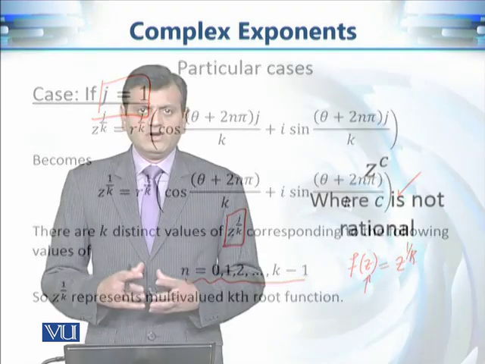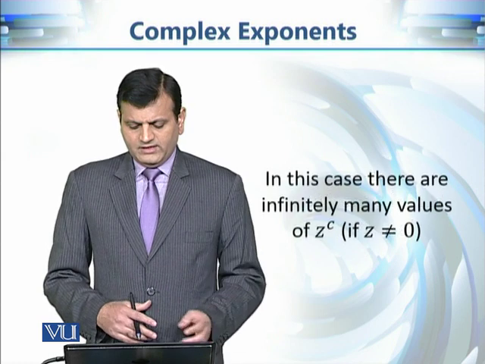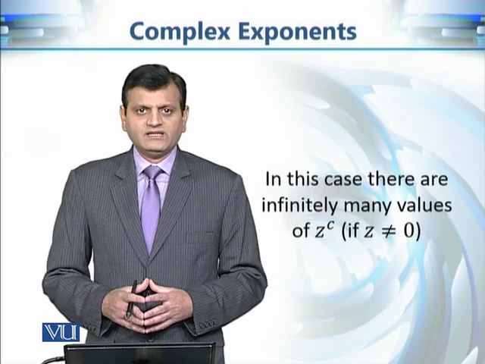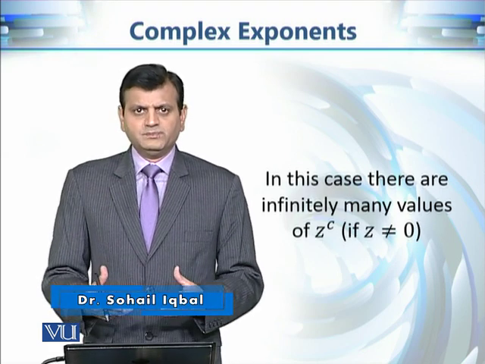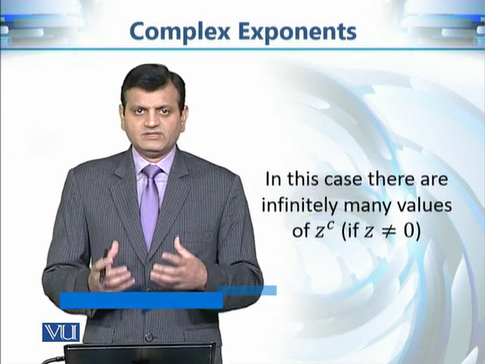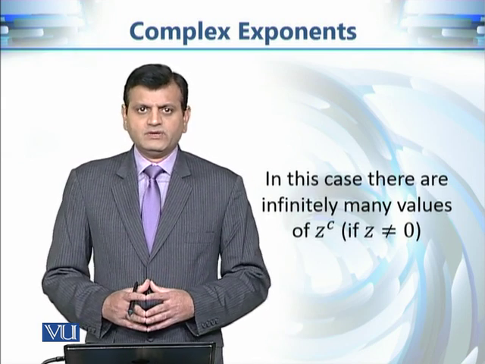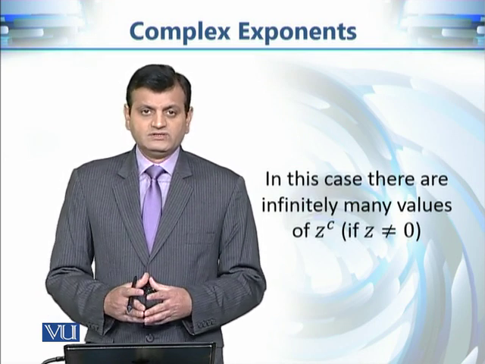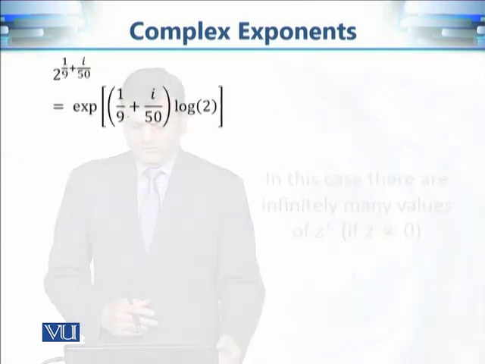Now let's try to focus on the case when c is not a rational number. In this case the outputs are going to be infinitely many. When c is, for example, an integer m, the output is one single value, and if c is some 1 over k type number, where k is an integer, then there are going to be k outputs. But if c is not a rational number, then there are going to be infinitely many outputs. Now let's have a look at why and how this happens.